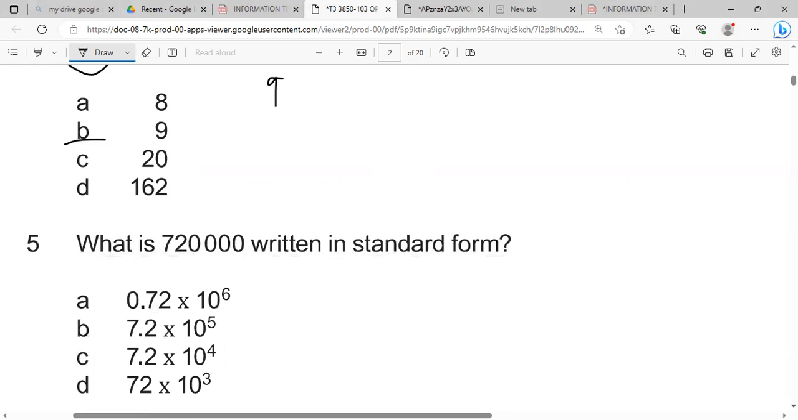All right, what is 720,000 written in standard form? Now, standard form means we're going to carry the decimal point right here because the decimal point can only be between 0 and 10. So what we're going to do, decimal point is here. So we're going to take it all the way to here and count the number of spaces. So this is 1, 2, 3, 4, 5. So it's 5. So it will be 7.2 times 10 to the 5th.